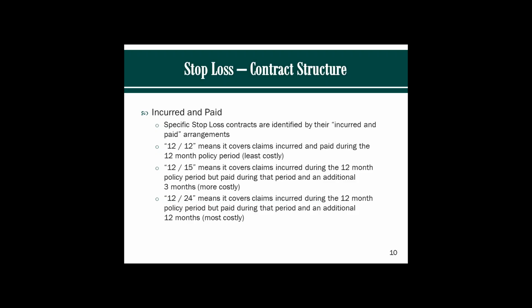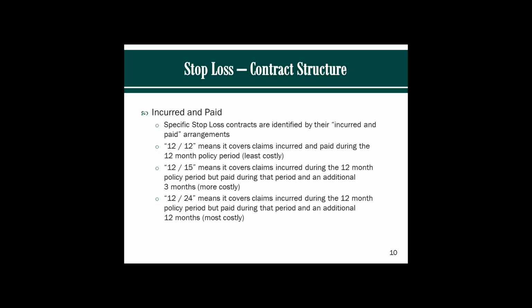Oftentimes, if you have December claims and you're on a January to December contract, almost always those claims come in after the first of the year. And so you wouldn't technically be covered in the 13th month. So in a 12-12 arrangement, you basically have to renew into another 12-12 arrangement to make sure you're covered. Therefore, it's not very flexible, and I don't recommend it for smaller groups, of course.